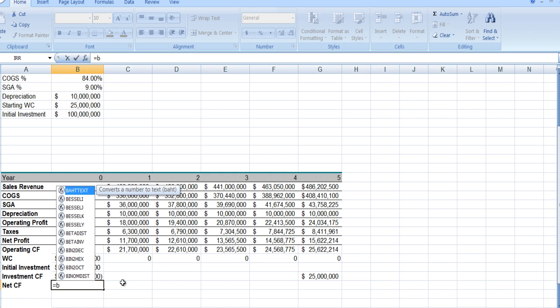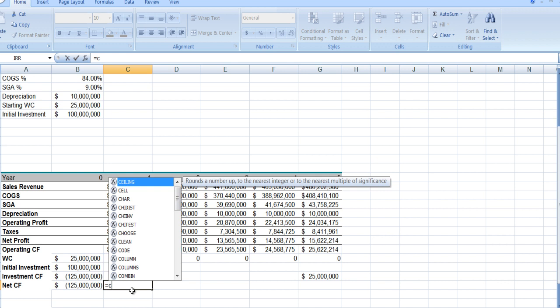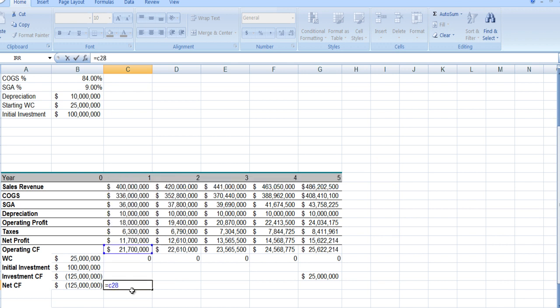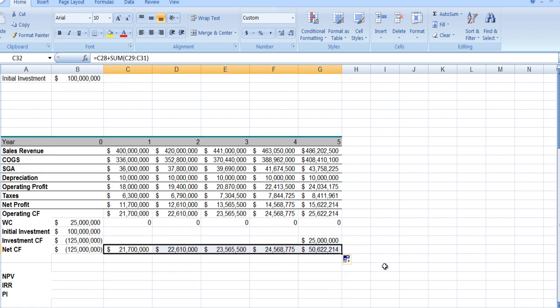This is going to be B31. And then this formula here is going to be equal to C28 plus, and we can take the sum of everything else there, sum of C29 to C31. Okay, there's nothing else there, so we'll just get that number, but it will make a difference down here. And let's just copy the formula down. All right, so we have our net cash flows, and let's calculate NPV.